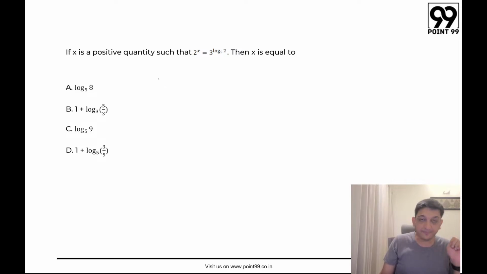Alright, let's start with this one. 2 raised to x is equal to 3 raised to log 2 to the base 5. Now with these kinds of questions, if you substitute some value from here and try to do it, that will be very painful. Siddharth, your answer is right.